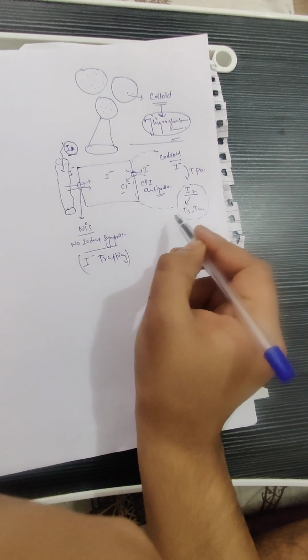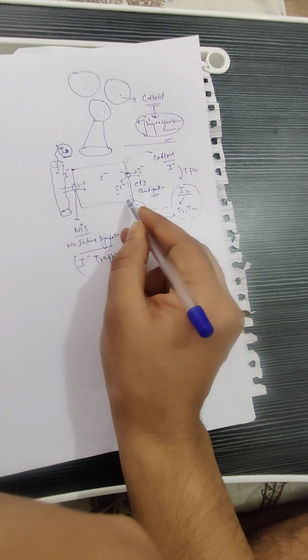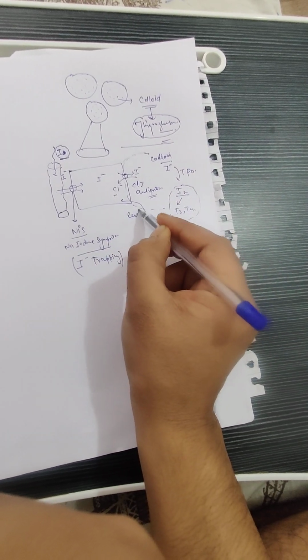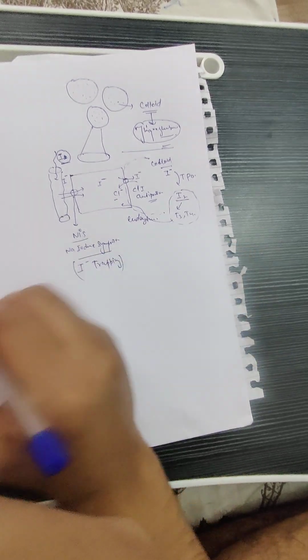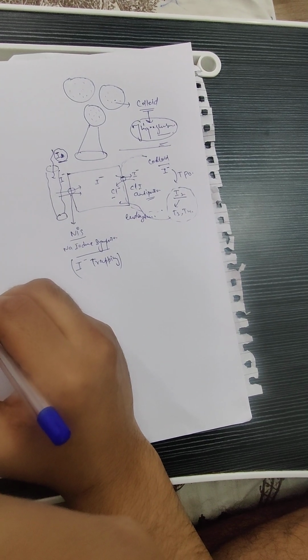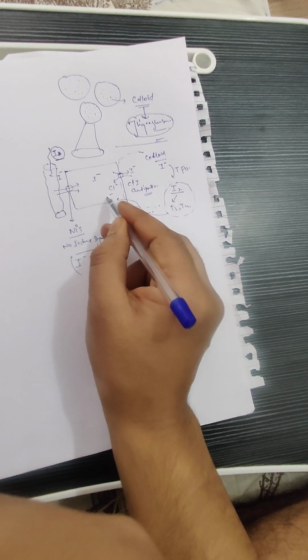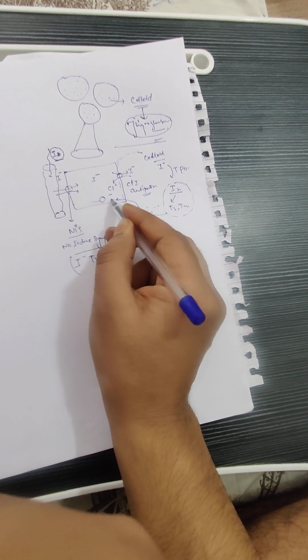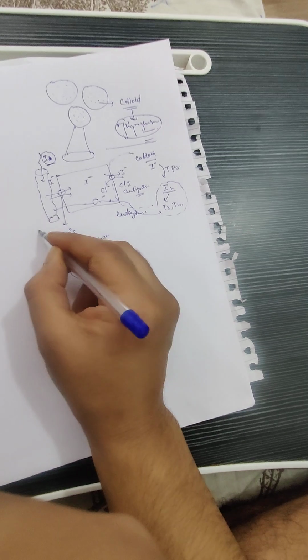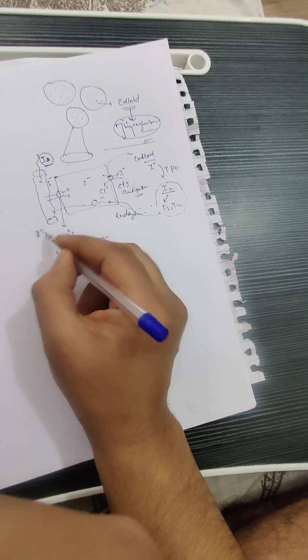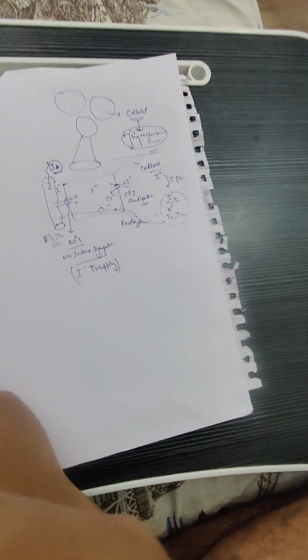And this T3 T4 will go back into the follicle by the process of endocytosis and will be released into the blood vessel as T3 and T4.